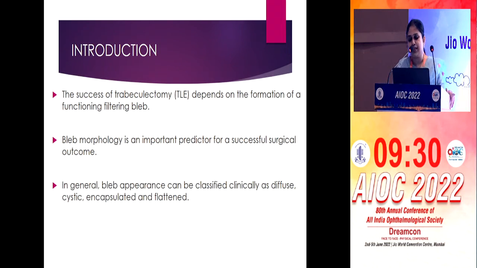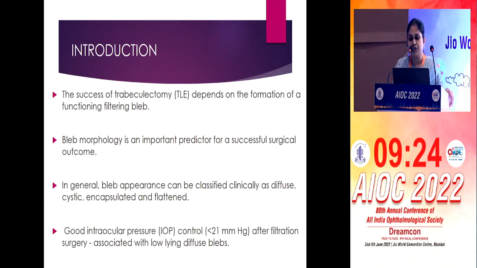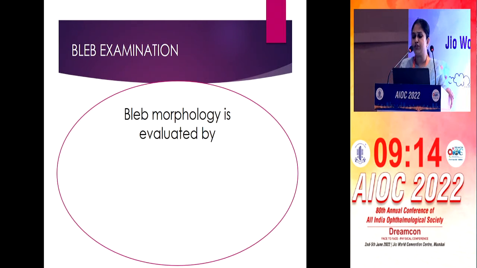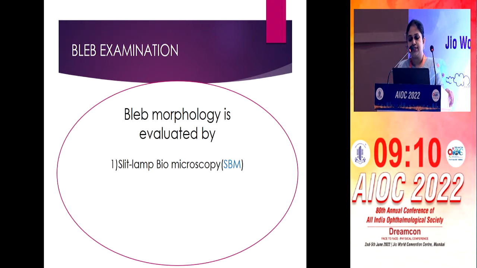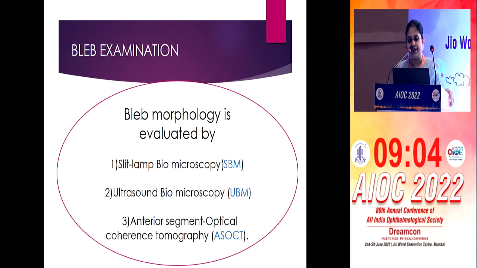Clinically, bleb appearance can be classified as diffuse, cystic, encapsulated, and flattened. A good intraocular pressure control, that is an IOP of less than 21 millimeter of mercury after filtration surgery, is usually associated with a low-lying diffuse bleb. So bleb morphology can be clinically evaluated by various methods, such as slit lamp examination and photography, and imaging methods such as ultrasound biomicroscopy and anterior segment optical coherence tomography.